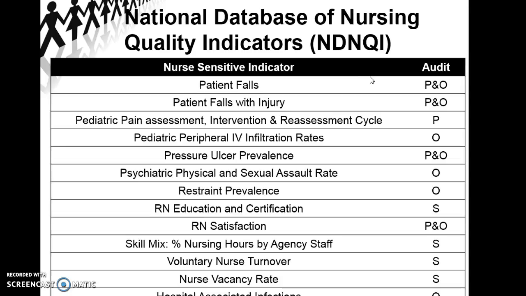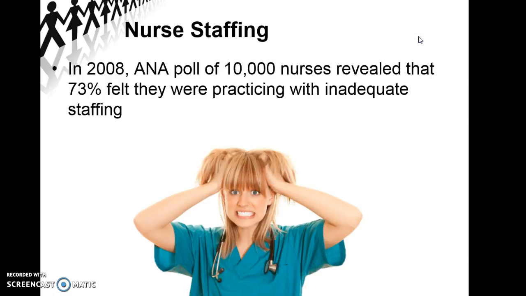Okay, remember we talked about that nurses impact patient care, and these are the ways that nurses impact patient care, and that came about from the National Database of Nursing Quality Indicators. Okay, and this is in your book, and you can kind of look at that. But these are the things that we directly impact, that we know affects patient outcomes.